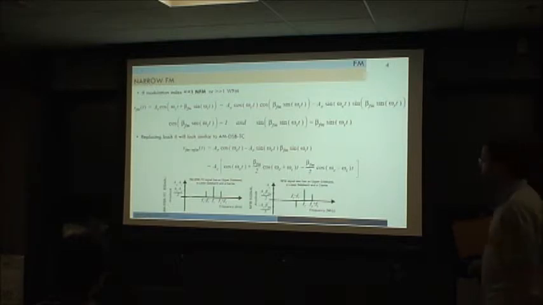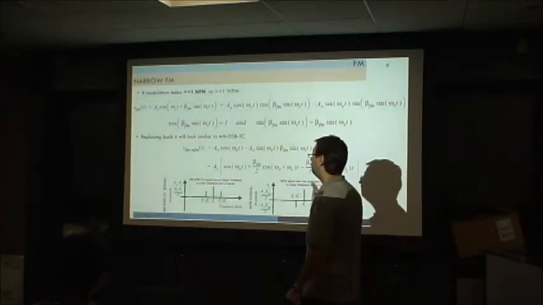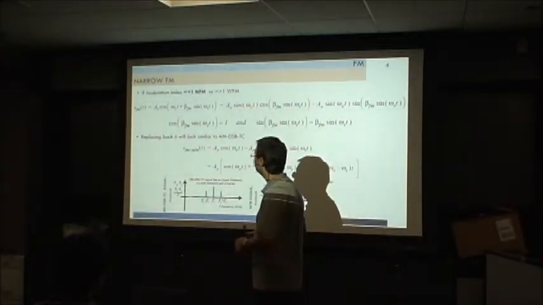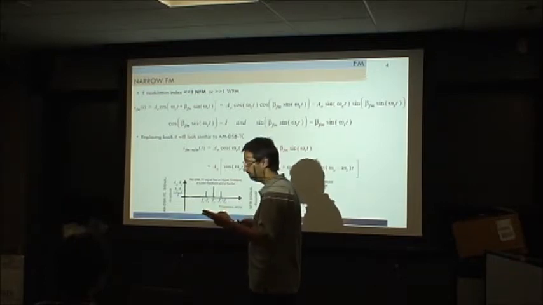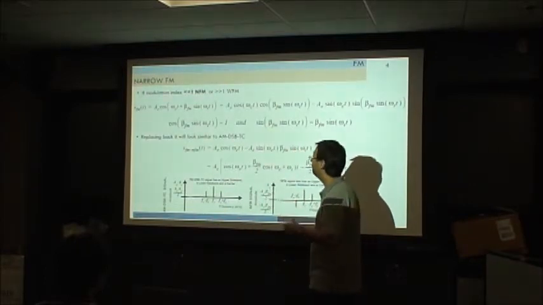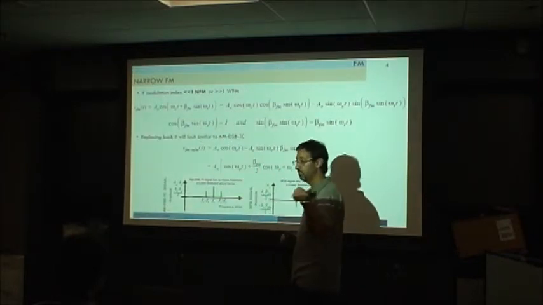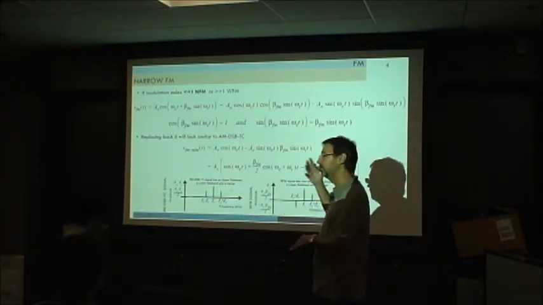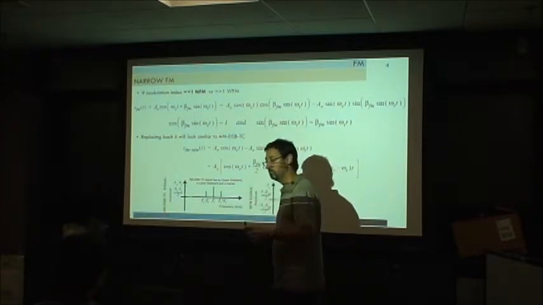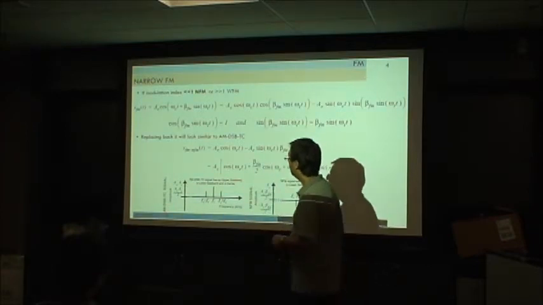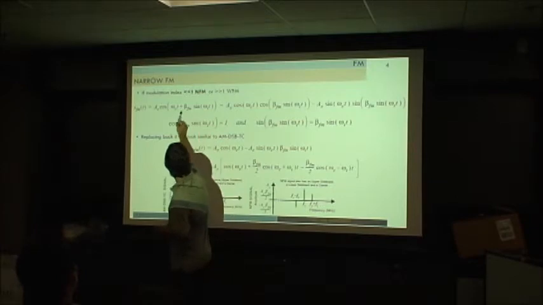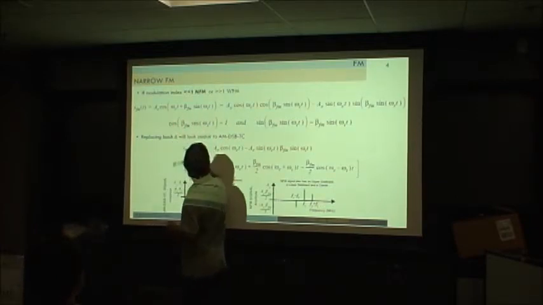So these are the two types. You should see this in some communication classes. There are two types of FM, the narrowband and the wideband. So the narrowband is when the modulation index is much smaller than 1, and the wideband is when the modulation index is much bigger than 1. Okay. So if we have our signal here, that will be the modulated signal.